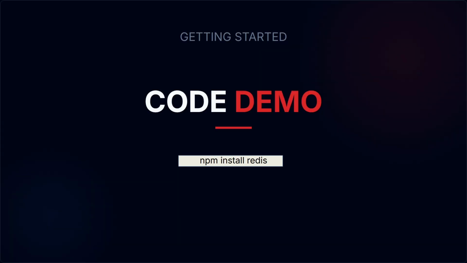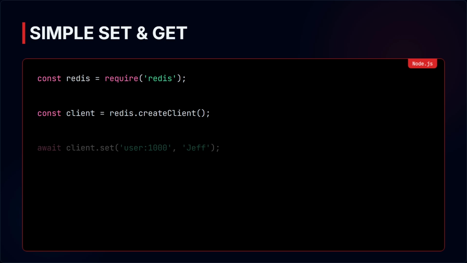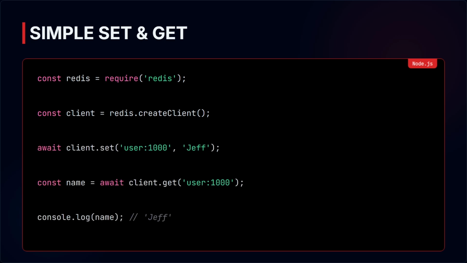Install Redis with brew install Redis, then fire up the server with Redis-server. In your Node app, require the Redis client and connect. Set a key value pair with client.set, then retrieve it with get. Simple as that. But here's where it gets interesting.